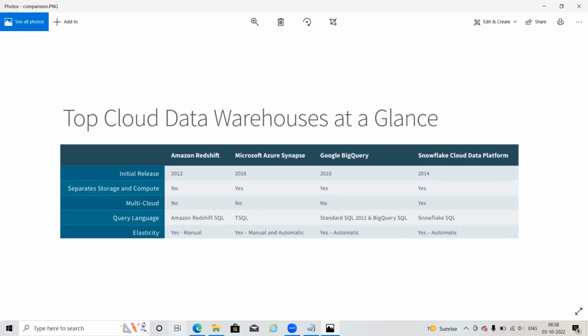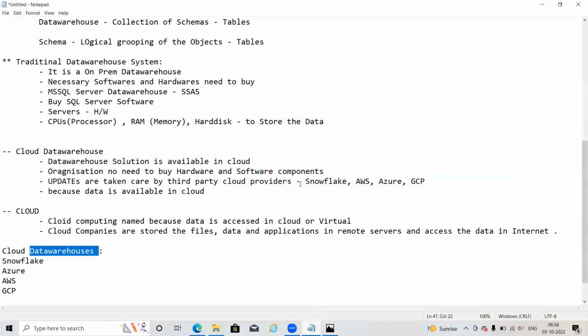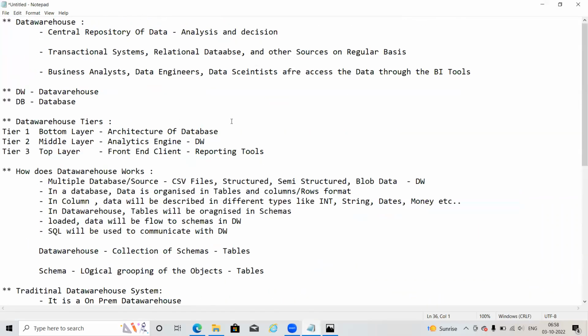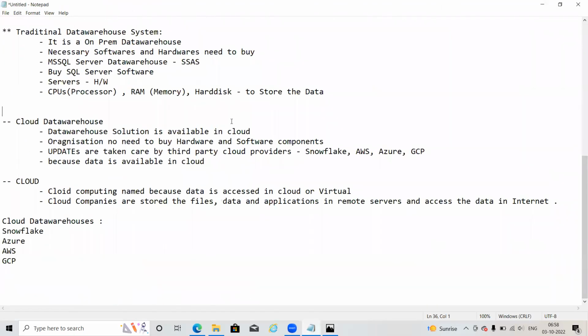Yes. So this is very high level and basic detail about the traditional data warehouse and the cloud data warehouse. In cloud data warehouses, we have seen which cloud data warehouses we have, and what the differences are. Then we have chosen Snowflake.